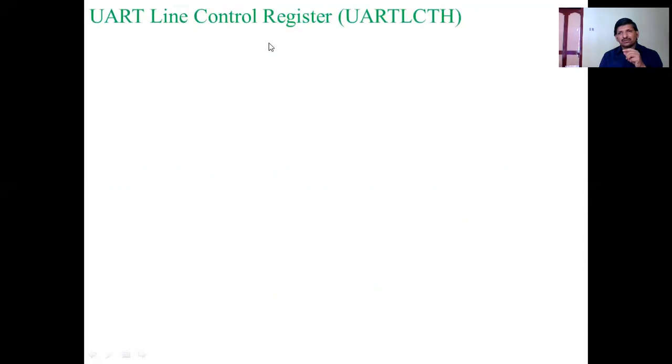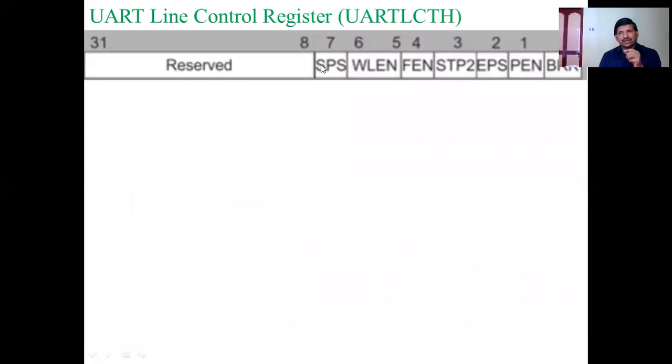Next, the line control register to configure the UART frame. Generally the frame contains data bits, start and stop bits, and parity bits. So BRK means break. STP2 means stop bits. By default, the UART frame contains 1 stop bit. Whenever you want to provide 2 stop bits, at that time this STP2 bit value is 1, to provide 2 stop bits in the UART frame.